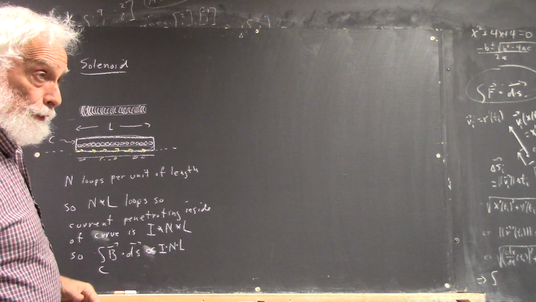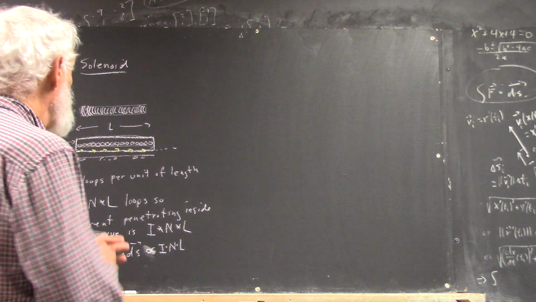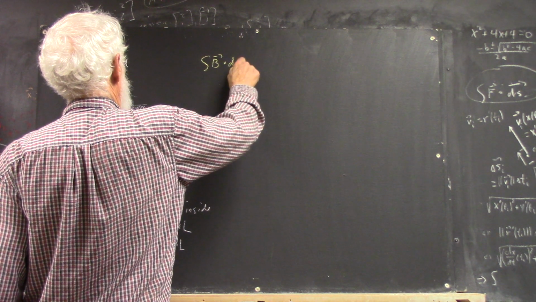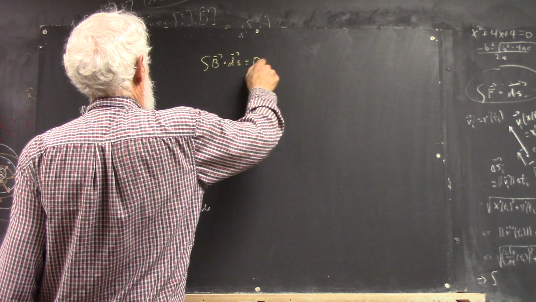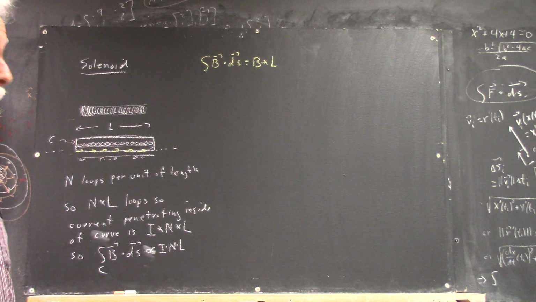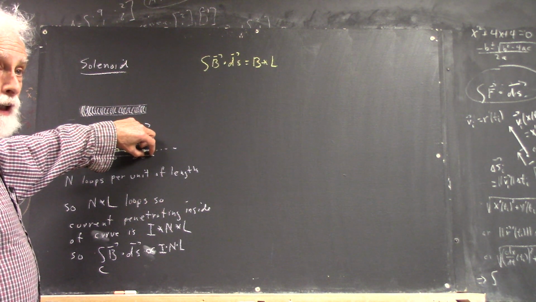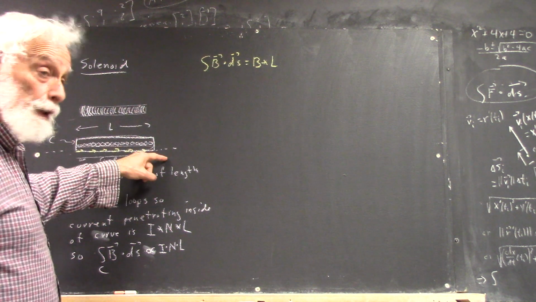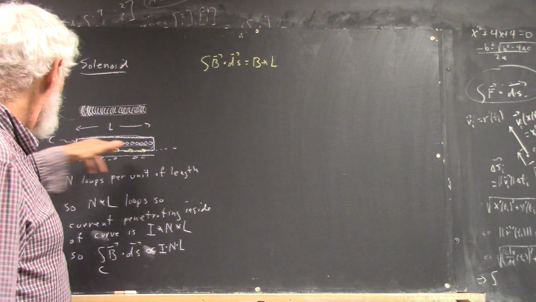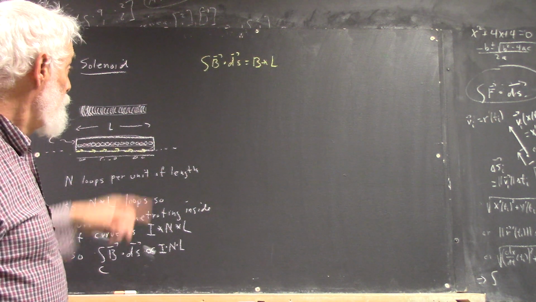And again, read the details. So the integral is just B times L. Whatever segment, it's B times the length of that segment. B is the same for every segment. So when you add them up, it's just B times the sum of the lengths of the segments, which is the length of this path. Okay? So there you have it.